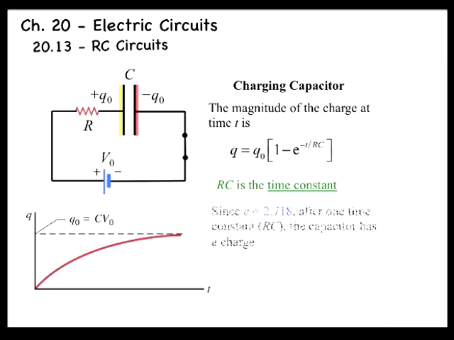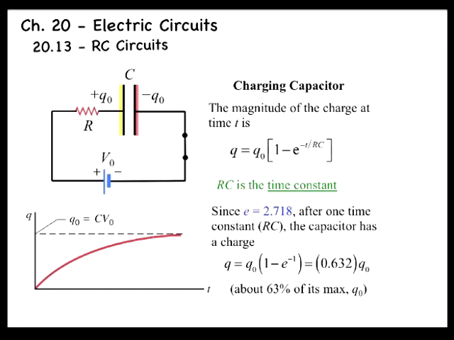Now, since e, which is the mathematical constant that is the base of the natural logarithm, is equal to 2.718, after one time constant, t equals RC, the capacitor has a charge Q equals Q0 times 1 minus e to the negative 1, which equals 0.632 times Q0, or about 63% of its maximum charge, Q0.